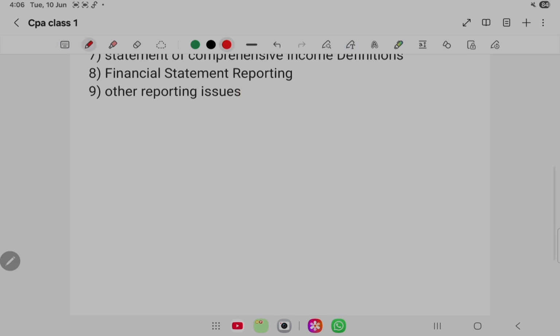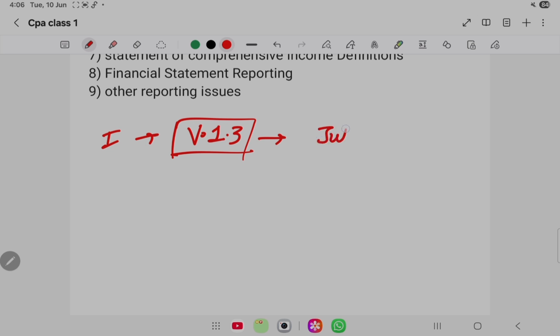Also, I would like to tell you that I am following the Becker material, which is the 1.13 version, applicable from July 2025 onwards.